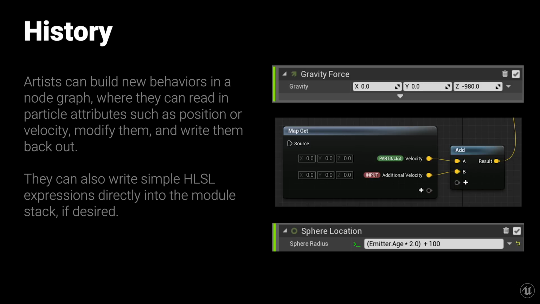Artists can choose the complexity of their interactions with the tool. They can stay high level, modifying the pre-supplied inputs on existing modules with new values, or the included dynamic inputs such as random numbers, math operations, and so on. For the more technical, completely new behaviors can be created inside of node graphs, where existing particle attributes, such as position, velocity, or color, can be read in, modified, and written back out. Lastly, power users can write HLSL expressions directly into module inputs or node graphs, if desired.